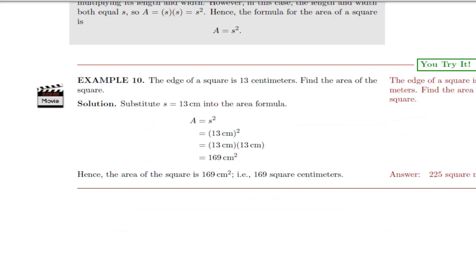Example 10. The edge of a square is 13 centimeters. Find the area of the square. Solution. Substitute S equals 13 centimeters into the area formula. So the area would be 13 times 13. Hence the area of the square is 169 centimeters squared, i.e.